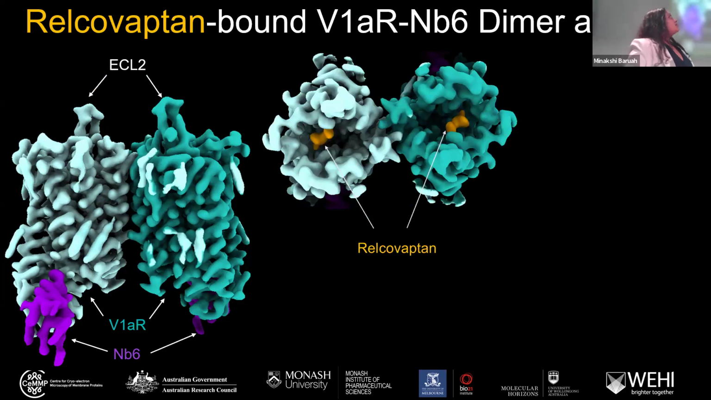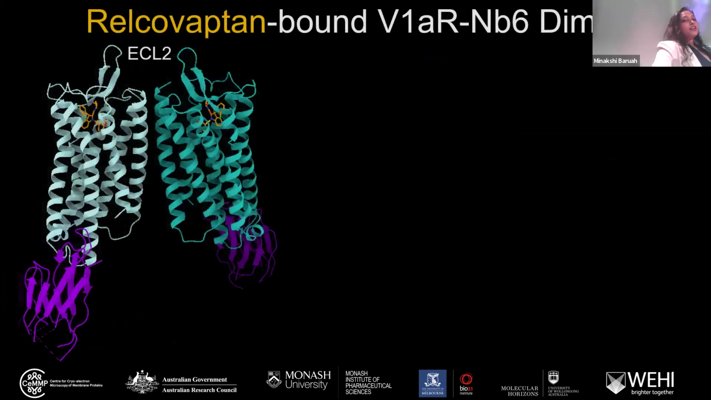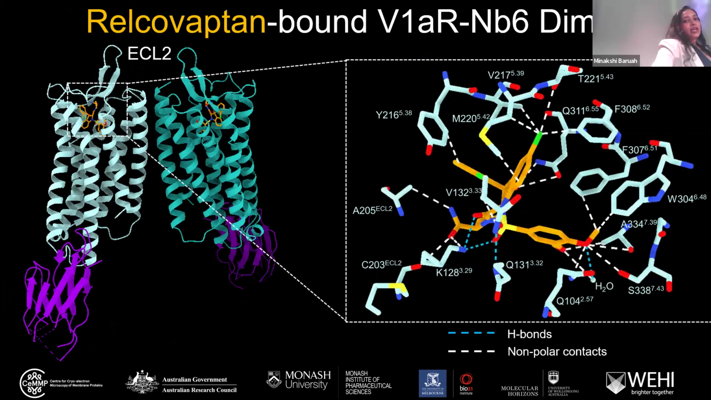We can also see the ligand present in the two protomers. Here I'm showing a side view of how the ligand occupies the binding pocket. Given the resolution, we successfully modeled V1AR into that density with the ligand. Here I'm showing the binding pocket where vasopressin interacts with multiple residues. The hydrogen bonds are shown in cyan, and the white dotted lines are nonpolar interactions.